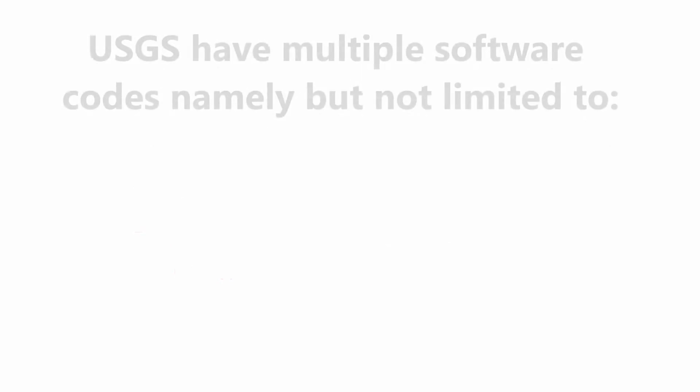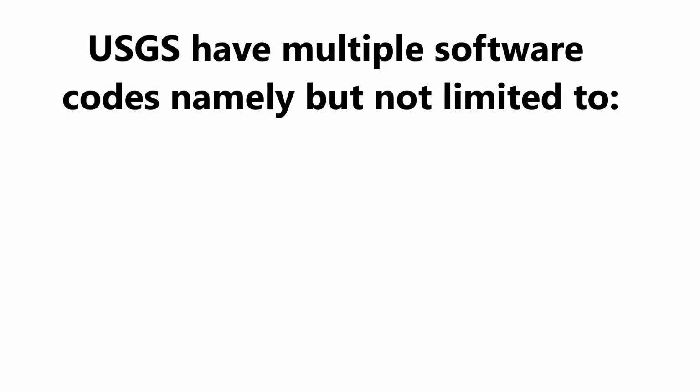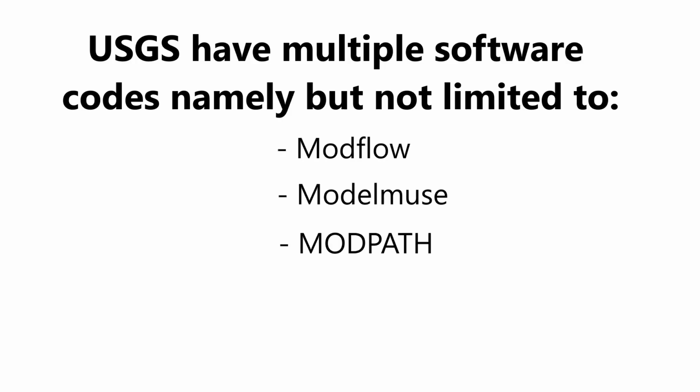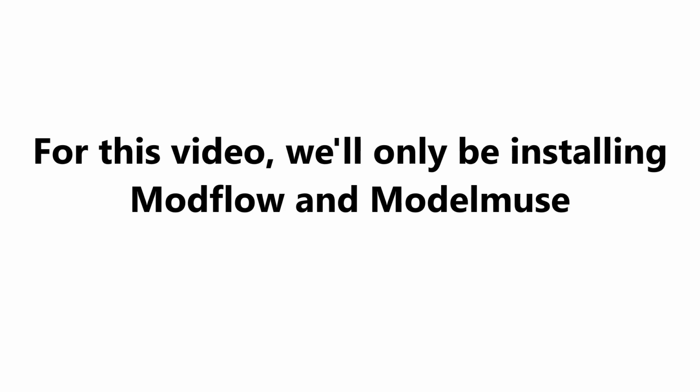So in USGS, they have multiple software codes. Some of the codes are, but not limited to, MODFLOW, ModelMuse, ModPath, and many more. For this video, I'll only be showing MODFLOW and ModelMuse, since those are like your bread and butter when simulating groundwater flow. MODFLOW for the groundwater simulation and ModelMuse which will serve as the GUI for MODFLOW. So I hope we get those things cleared out.